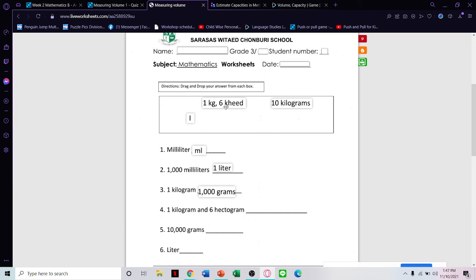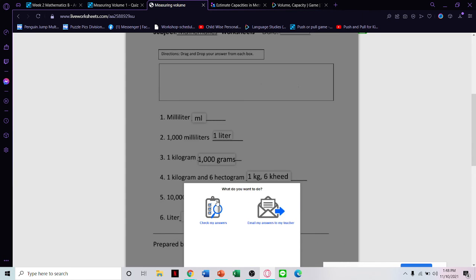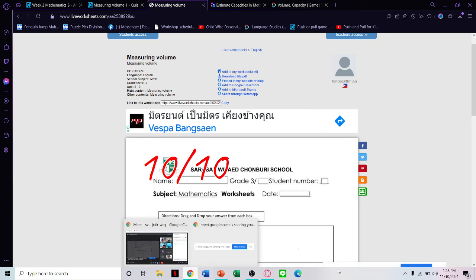1 kilogram and 6 hectograms is the same as 1 kilogram, 600 grams. Next, 10,000 grams is the same as 10 kilograms. And liter is written as L. Don't forget to write your name, grade, and number, okay? And then take a picture of this and put it in the note.